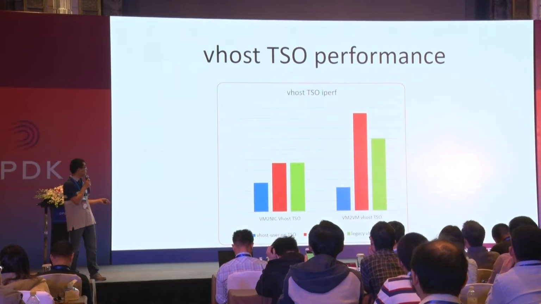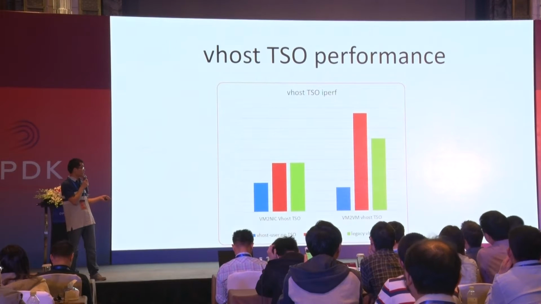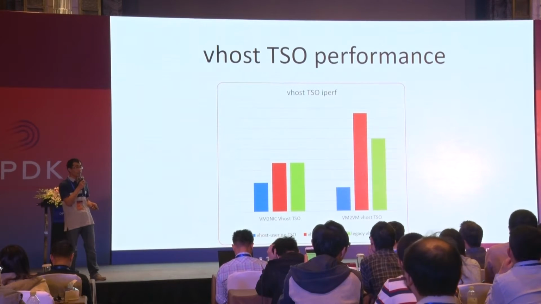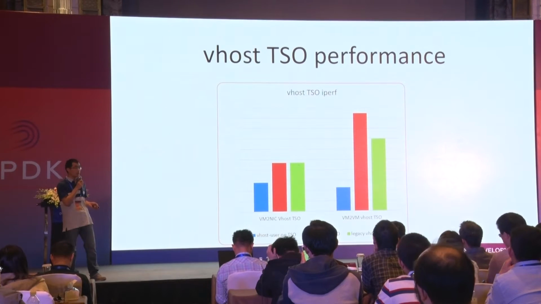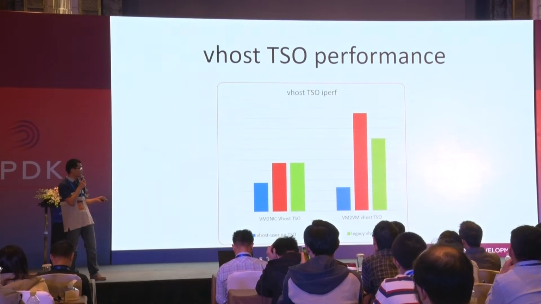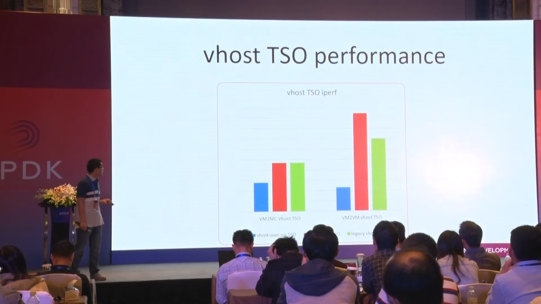Why is the kernel TSO similar? Because they have both reached the 10 Gb speed limit. If we use a 40G network card, then DPDK TSO may show some difference.